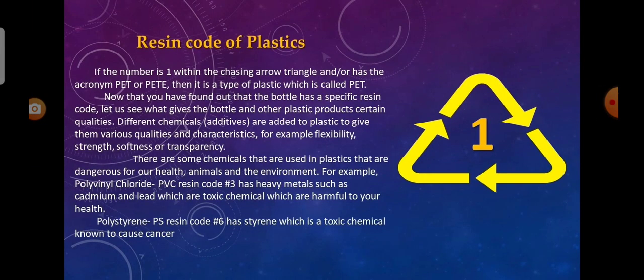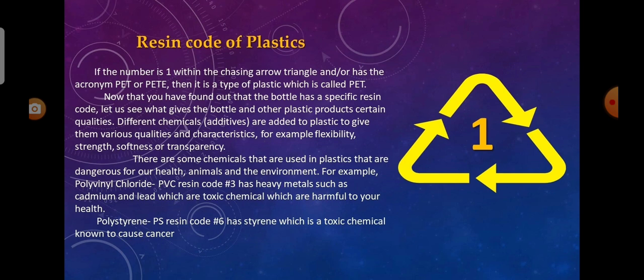We see about the resin code of plastic. If the number is 1 within the chasing arrow triangle, or has the acronym PET, then it is a type of plastic which is called PET.